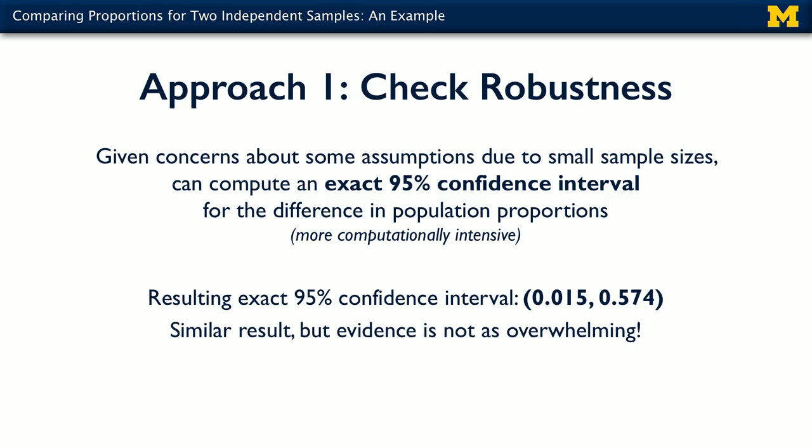The resulting exact 95% confidence interval looks pretty similar to the confidence interval that we formed based on these assumptions. You can see the lower limit's 0.015, the upper limit's 0.574. So we really arrive at a very similar result. Although that lower limit is approaching 0, 0 still doesn't seem like a plausible value for the difference in the proportions. So it does seem like, despite the small sample size, we have evidence of a significant difference in these two proportions. The evidence just is not as overwhelming, again, given that the lower limit is coming close to 0.